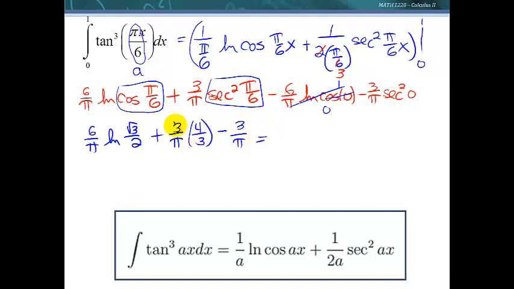So then the final answer, these would cancel here, and we have 6 over pi natural log square root 3 over 2 and 4 over pi minus 3 over pi, so that would be plus 1 over pi.